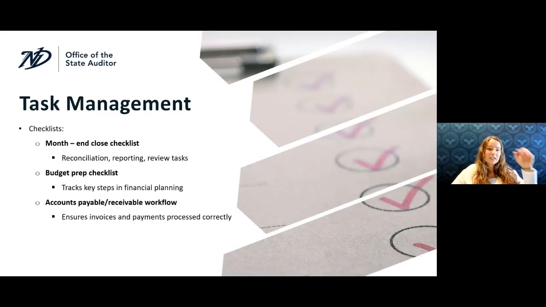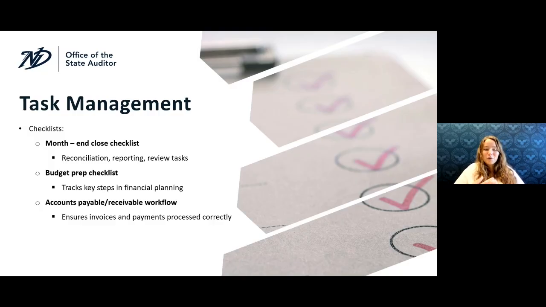And then moving on to task management. Utilize checklists. You have a month-end close checklist that includes any reconciliation and maybe reporting tasks. Review the tasks that maybe didn't get completed that need to be completed within the next month. A budget prep checklist will track your key steps in that financial planning process. That probably would have gotten turned upside down this year with the 3% tax caps, but you just got to prepare as best you can.